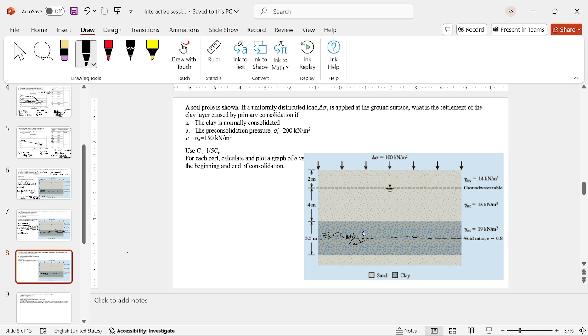It will increase. Where does it have to go? It has to go maximum up to 175.75 kilonewton. But as soon as it reaches 150, you see, 150 was the pre-consolidation pressure. This part will behave as over-consolidated and this part will behave as normally consolidated.